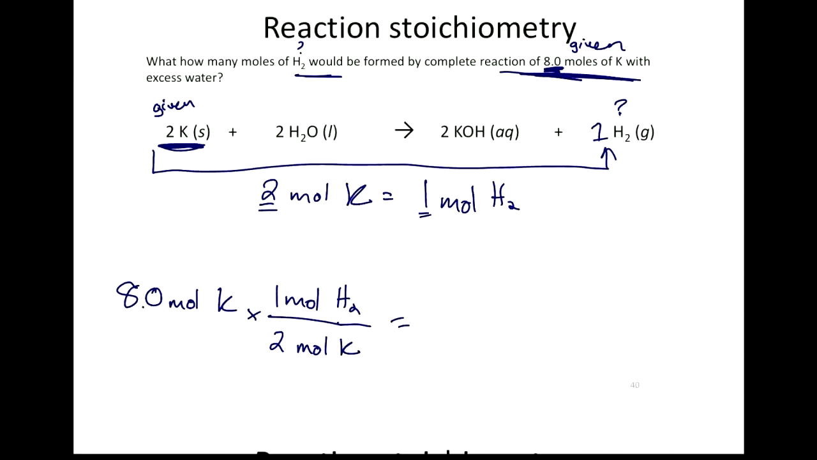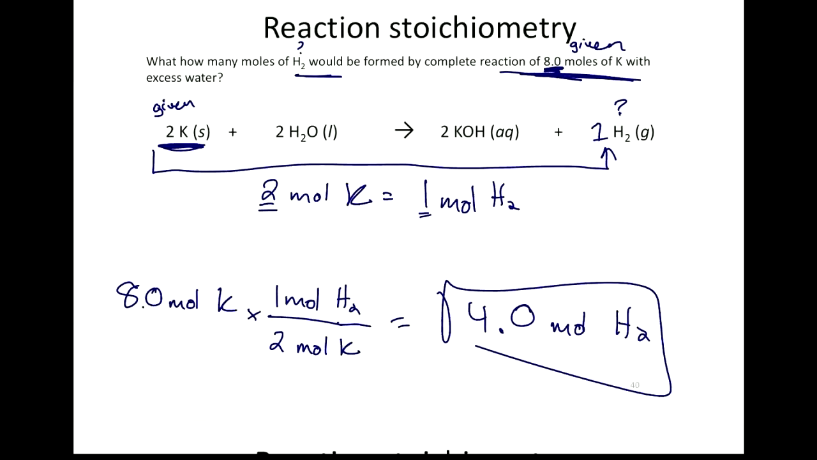So we see that when 8 moles of potassium fully react, we make 4 moles of hydrogen gas, and that's because of the coefficients here: you need twice as much potassium to make only 1 mole of hydrogen gas. I always like to write the equality so I can clearly see how the fraction shows up.